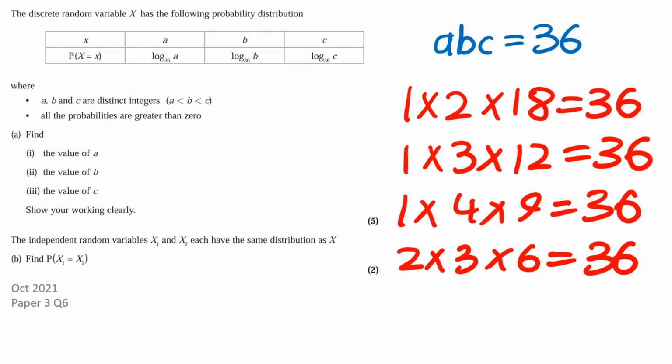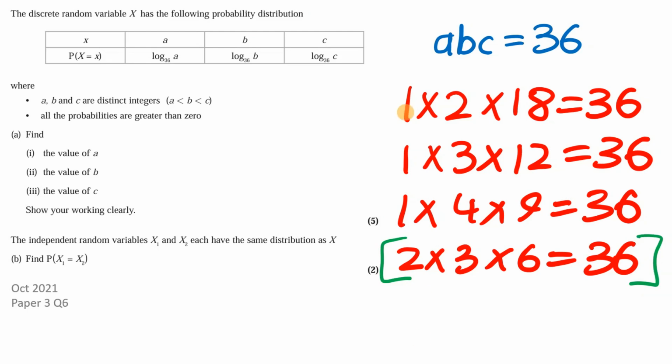And by the way, I'm not saying in the exam that you need to give all four of these ways in order to do it. Okay, you don't need to do that. I'm just doing this for completion. Now, the correct answer for the values of a, b, and c, the three distinct integers that multiply together to give 36, is this one down here.